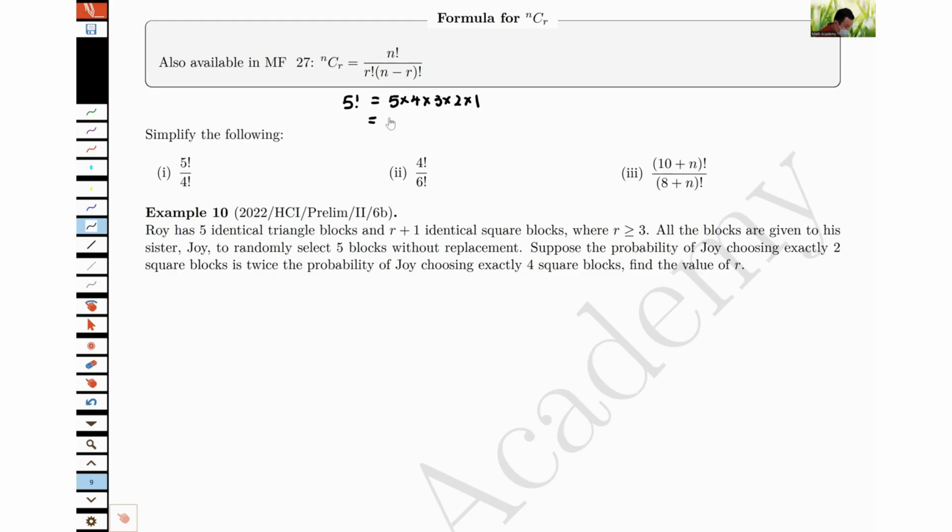This can be broken down into 5 times 4 factorial, because 4 times 3 times 2 times 1 is 4 factorial. And we can always further break it down to smaller numbers if you want. It's the same as 5 times 4 times 3 factorial.